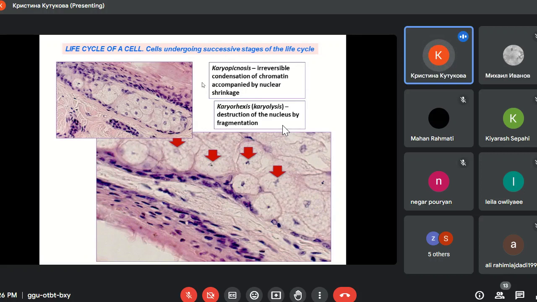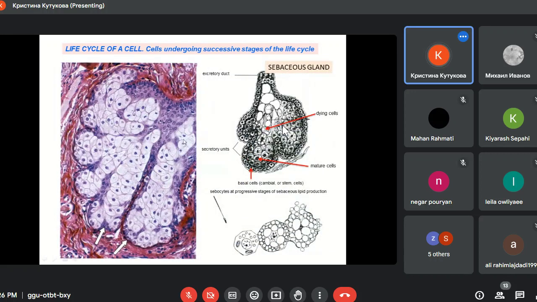Karyon means nucleus. It's Greek for nucleus actually. And these words are about the fate of the nucleus. Pyknosis means the condensation of chromatin and the shrinkage of the nucleus. It means that the nucleus becomes smaller and darker, like it is, for example, here in this picture.